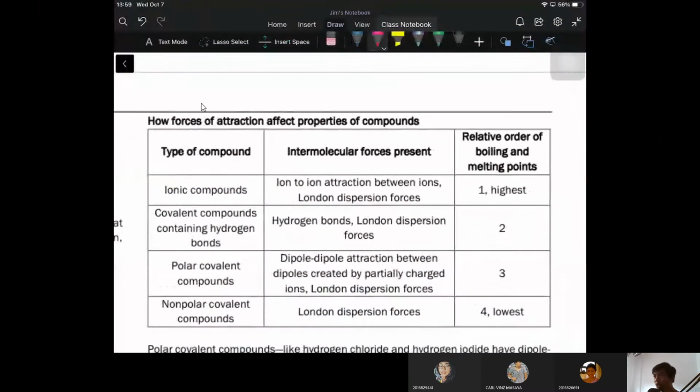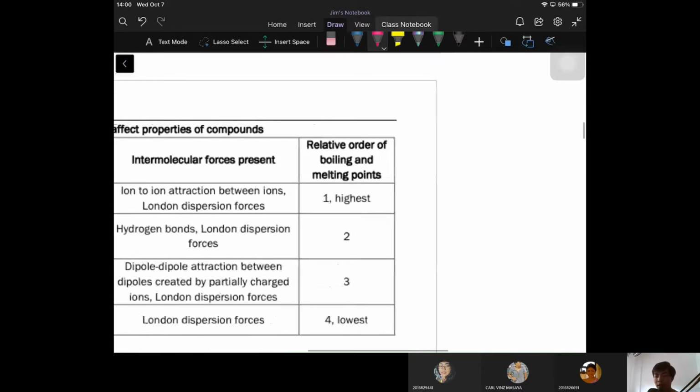So, let's check this one. How forces of attraction affect the properties, no? So, kung mapapansin nyo, ang intramolecular force is stronger than the inter, no? So keep in mind yan, no? Intramolecular is greater than or stronger than the inter. Mas malakas yung intramolecular forces rather than intermolecular forces.